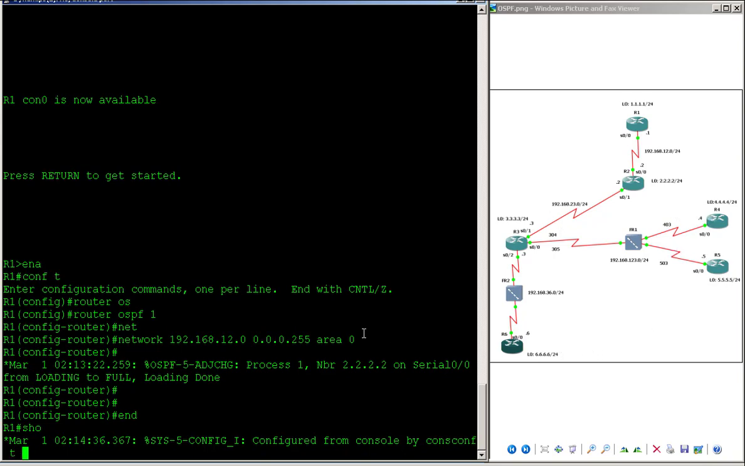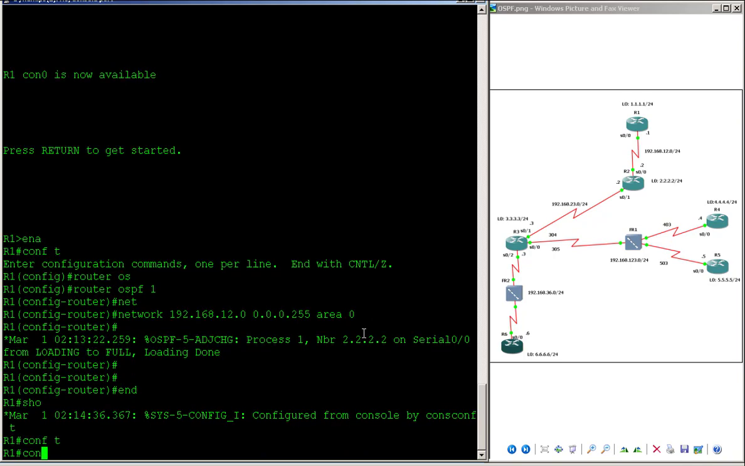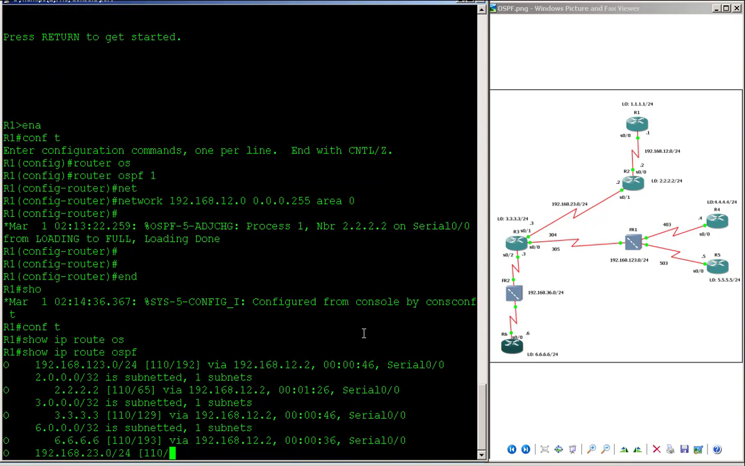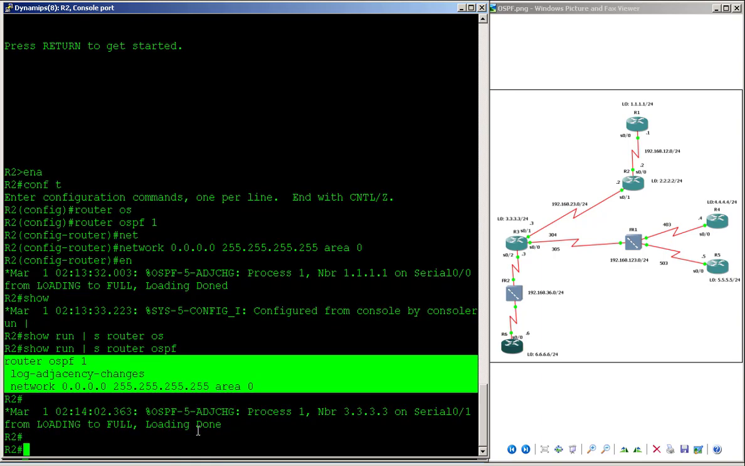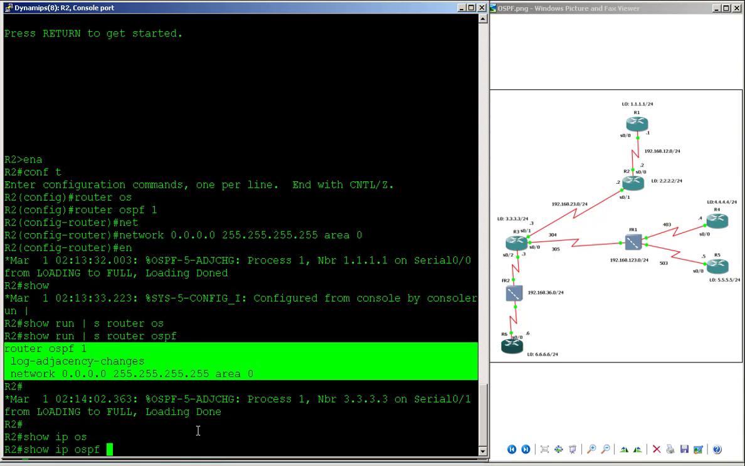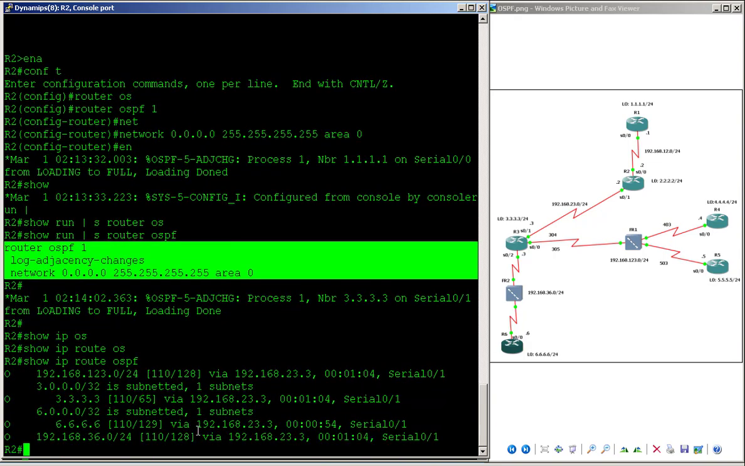So let's check on router 1. I say show IP route OSPF. Okay, I can see 2, 3, 4 and 5 is missing, and 1 of course is not in OSPF, it's already connected to our R1. So 4 and 5 is missing. Let's check here. Show IP route OSPF. Yeah, I see also 4 and 5 is missing. 2 is connected to the router loopback.